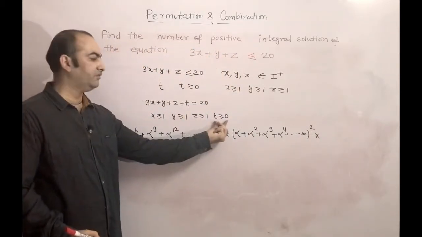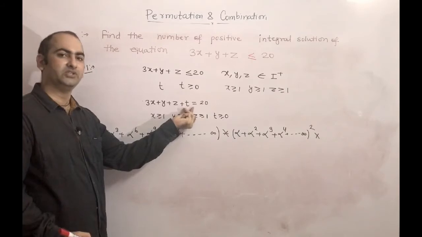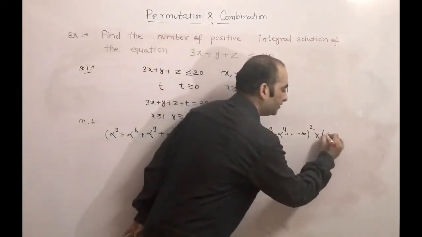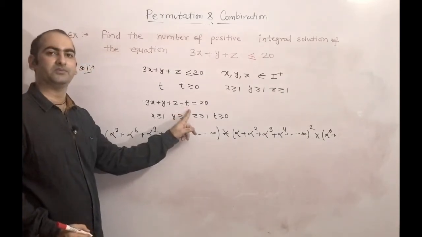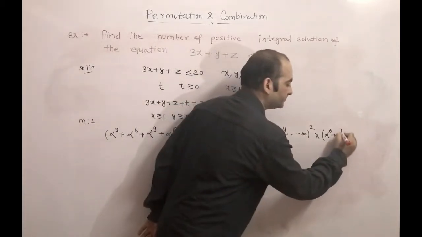Greater than or equal to 0. If you put t equal to 0, what will come here? 0 will come. So that will write alpha power 0 plus. If you put t equal to 1 here, so what will come here? 1 will come. So that I will write alpha power 1.